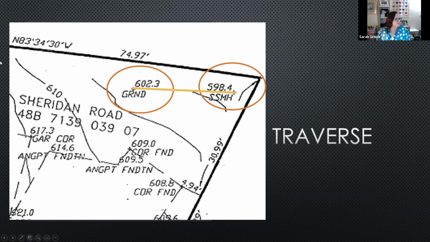So what if we took the corner of the garage down to the manhole and looked at what's going to happen there? What's our difference in elevation?